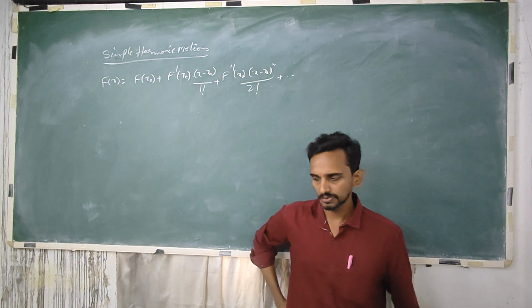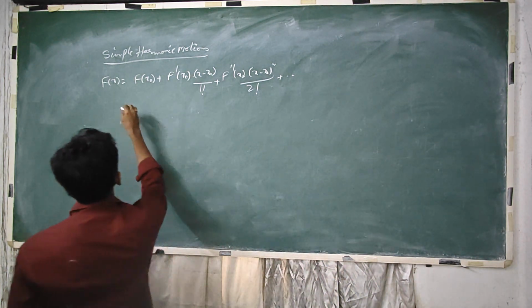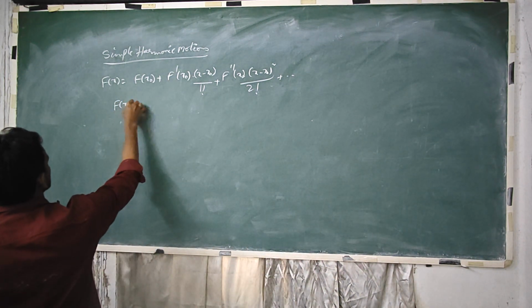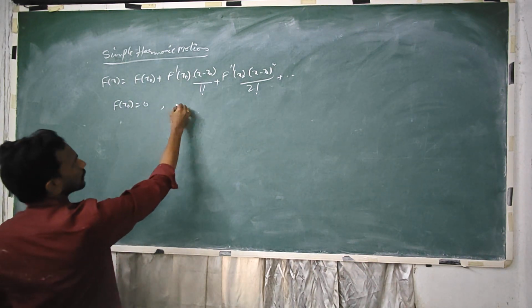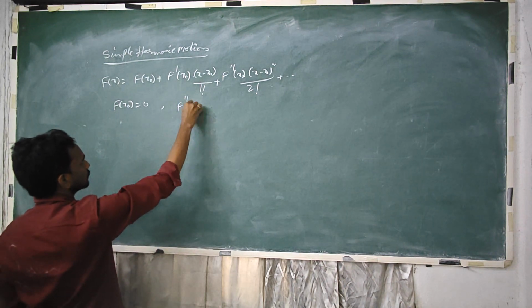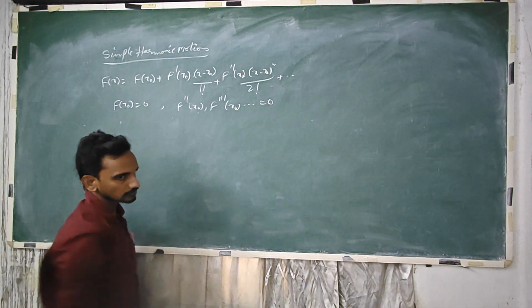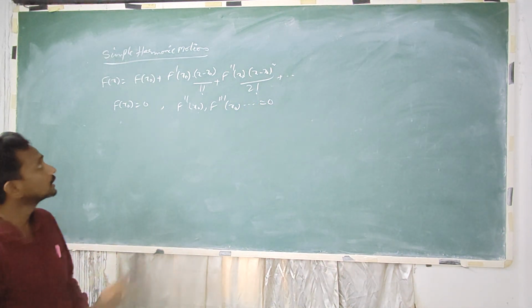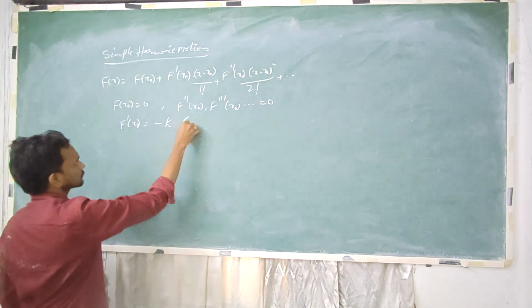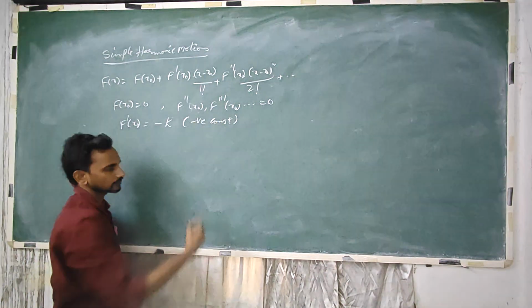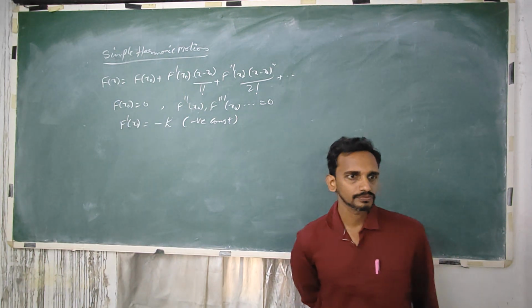So I'm taking the Taylor series expansion for force, and I'm imposing conditions. One is f of x0 is 0, and all higher order derivatives are 0: f double dash x0, f triple dash x0, all are 0, and the first derivative is a negative constant. So these are the conditions I am imposing on the force.